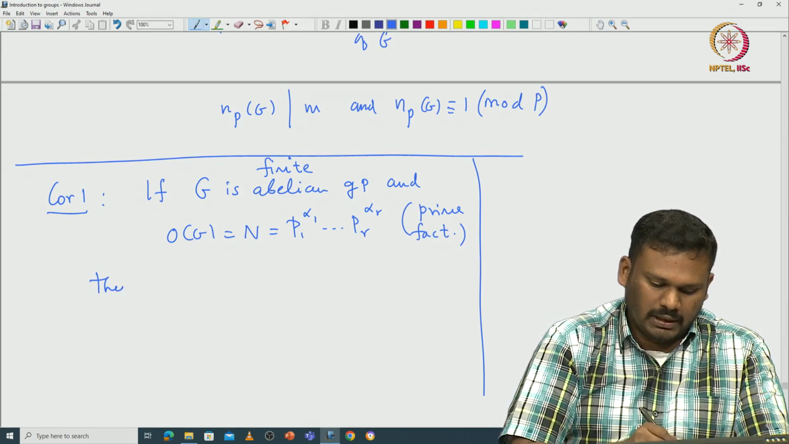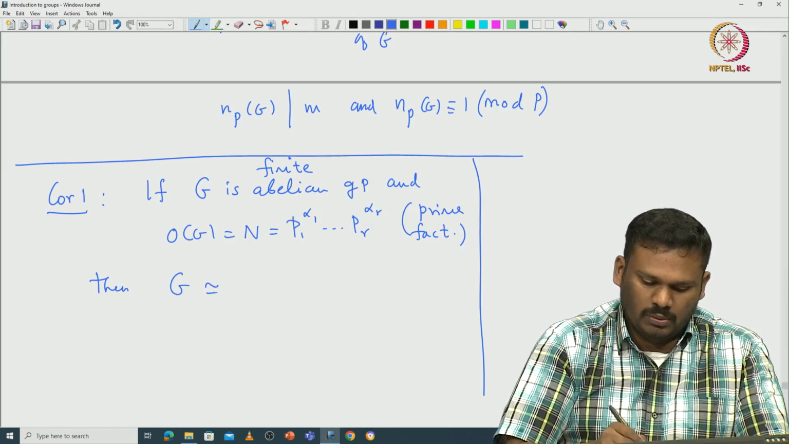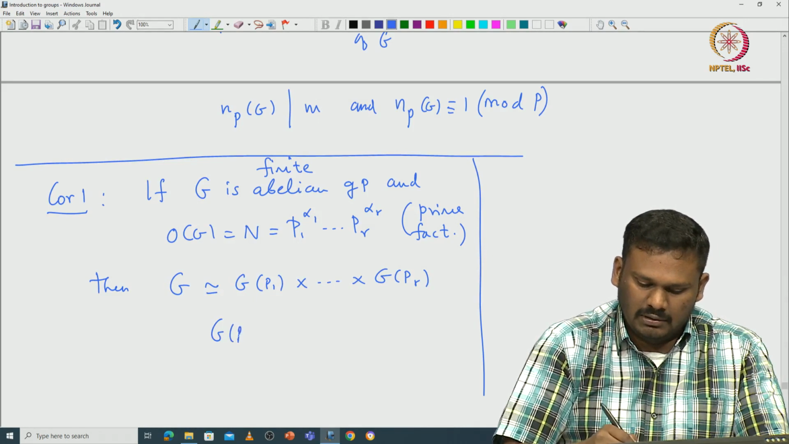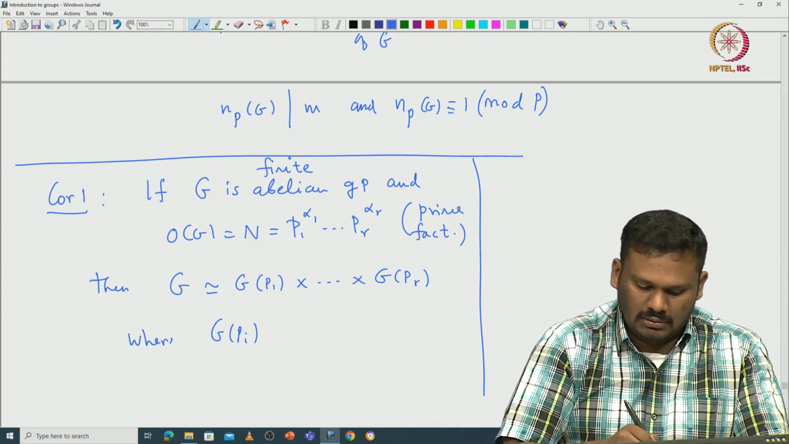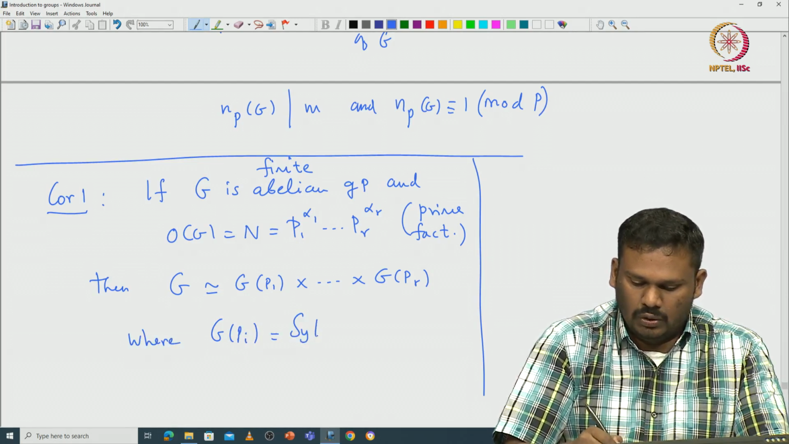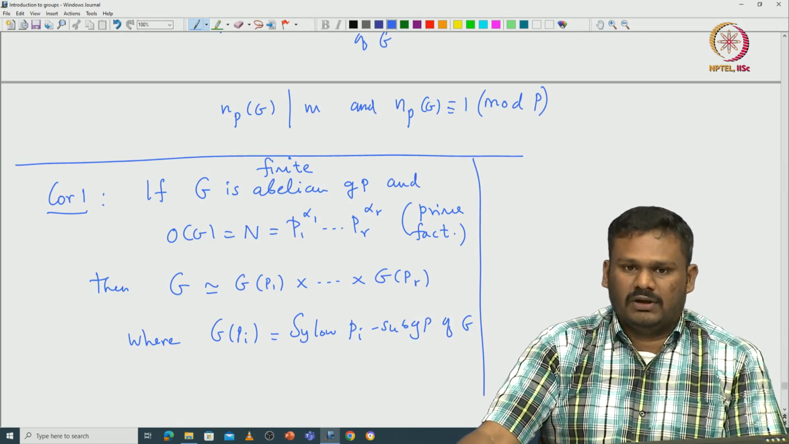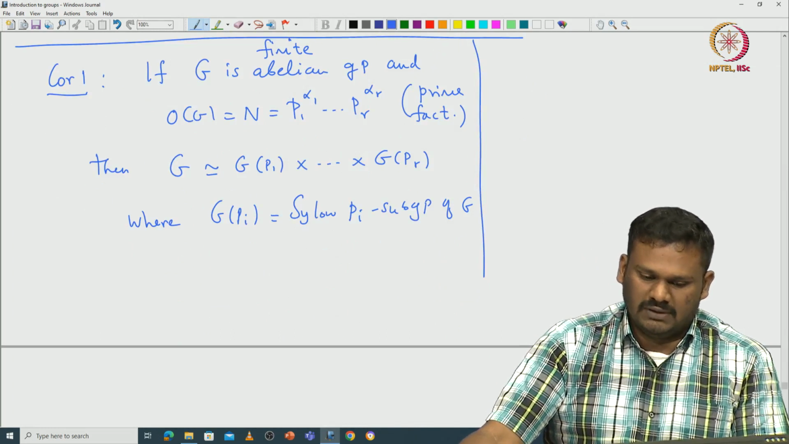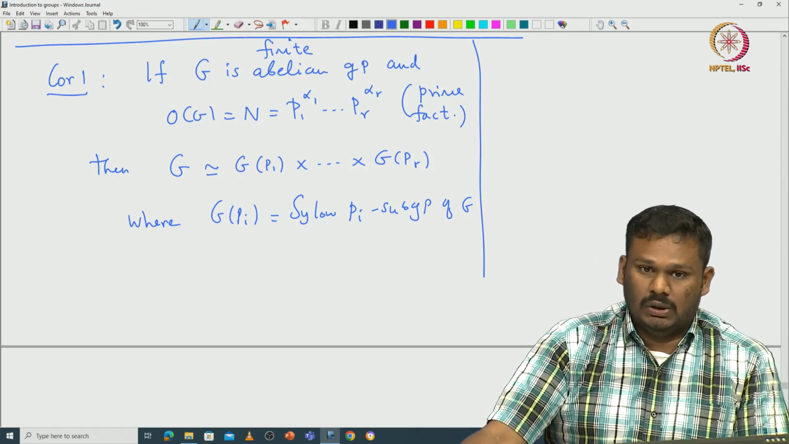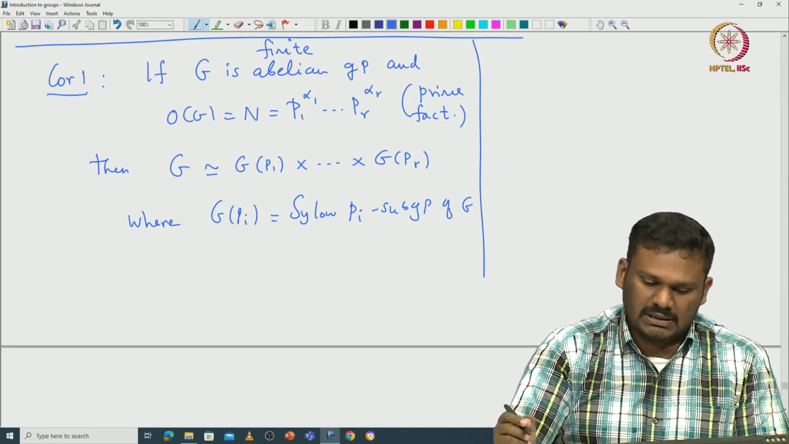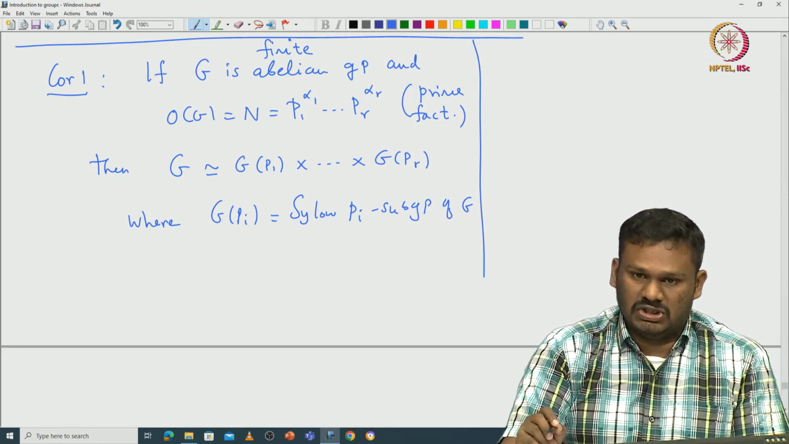Then what one can prove? One can prove that G must be isomorphic to G(p_1) cross and so on cross G(p_r), where G(p_i) is nothing but the Sylow p_i subgroup of G. So, this is an immediate corollary of Sylow's theorems. How can one prove this? First of all, existence says there exists a Sylow p subgroup for any prime divisor p of the order of G. So, existence of G(p_i) is clear from the first Sylow theorem.